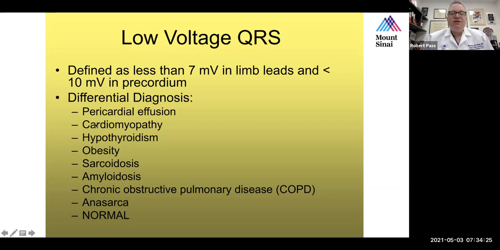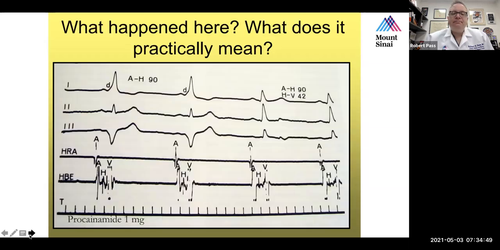So if you see this type of low voltage, you do have to be concerned for all of these other possibilities. How urgently you would get an echocardiogram would depend on how urgent the need is to go to the operating room. Most people can at least have an echo before they have cholecystectomy, I would say. All right.